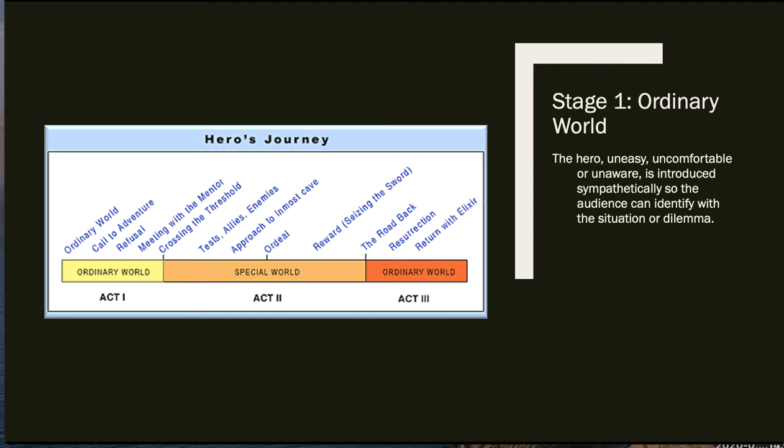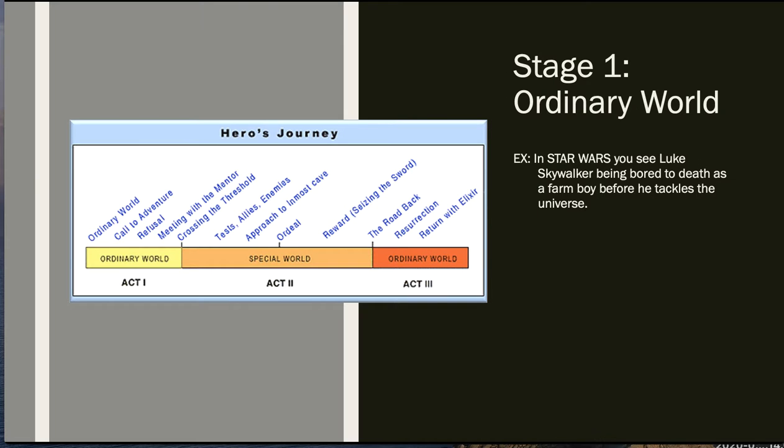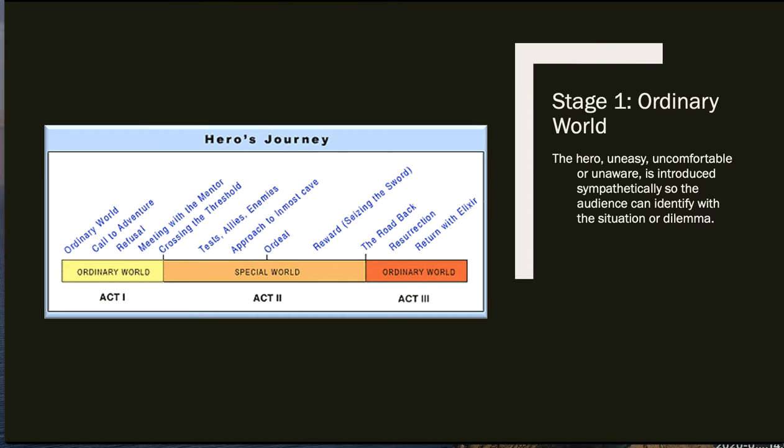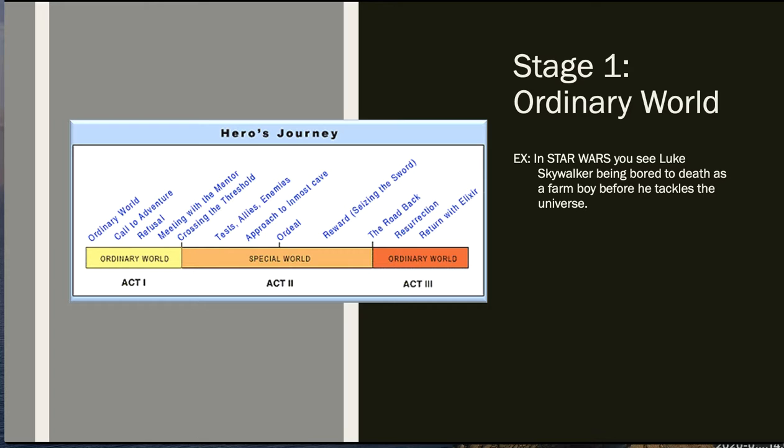So in the ordinary world, the hero, possibly uneasy, uncomfortable, or unaware, is introduced sympathetically so the audience can identify with the situation or dilemma. In Star Wars, this is where you see Luke being bored to death as a farm boy before he tackles the universe, right? His ordinary world is boring. So let's look back at the description. He's uneasy, uncomfortable, or unaware. He's largely unaware of what's about to happen. And he is perceived as sympathetic by the audiences who understand this poor kid's plight living on a farm.